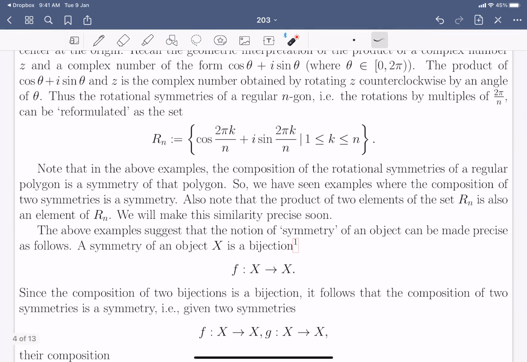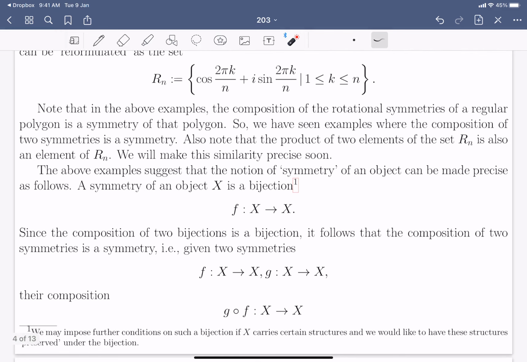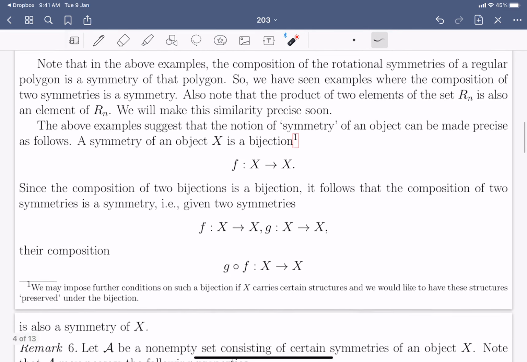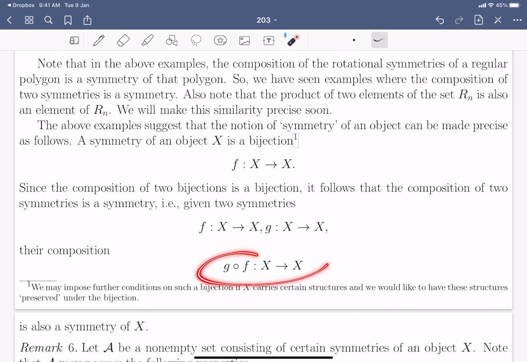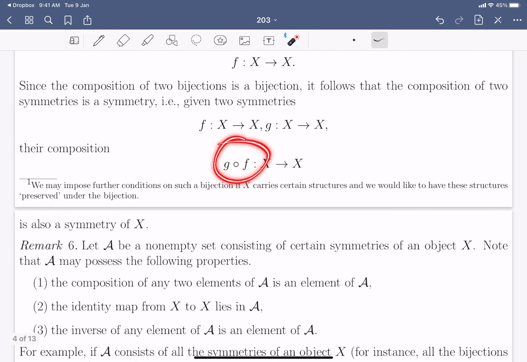In the case of this regular polygon, we have seen the composition of two symmetries is again a symmetry. For instance, if we rotate it twice, then it again is a symmetry, or if you rotate and then reflect about one of the axes, that is also a symmetry. So the point is that if we have two such symmetries, then their composition makes sense. If you have functions, then you can compose them. By that I mean the image of f has to be contained inside the domain of g, which is the case because we are taking the same set X at all the places. So you can try to compose them.